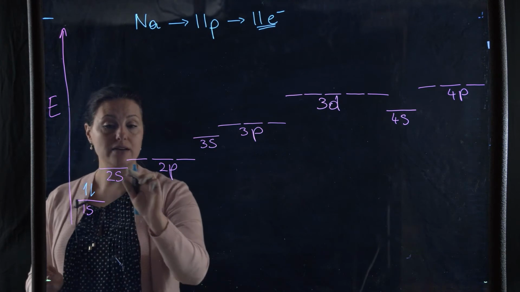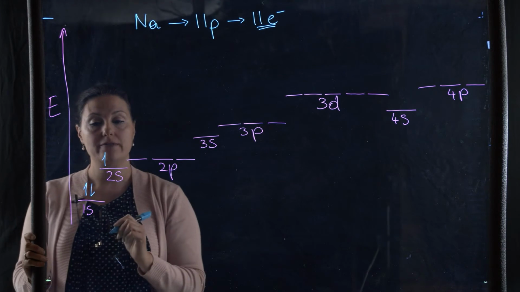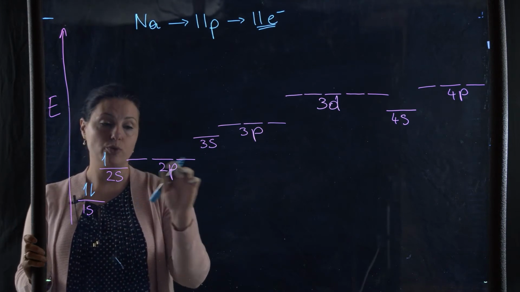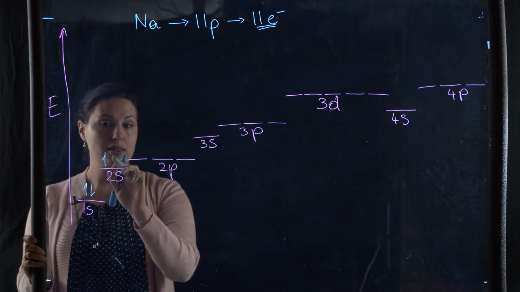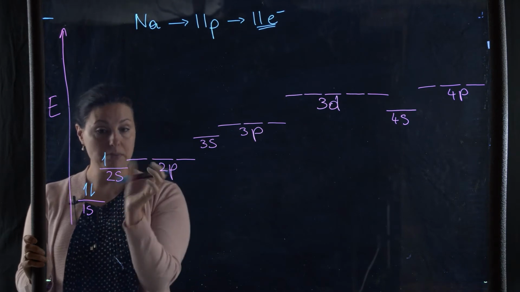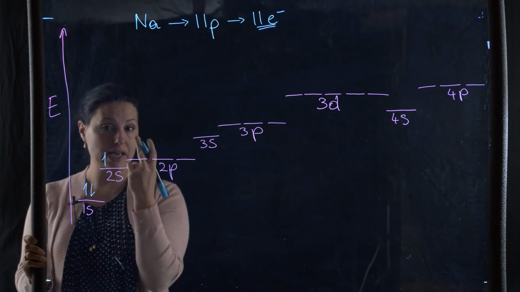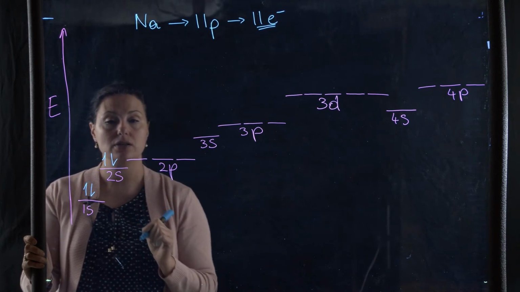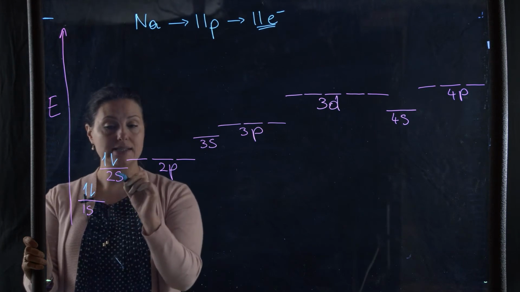Now I can start filling out the 2s, and I do the same thing. I fill 1 electron, but I'm not ready to put electrons in the 2p yet because I have to match it. Remember from the Pauli exclusion principle that each of these lines will take 2 electrons. So I have 1, but I have to come back and match it with a spin down. So I have filled the 1s and the 2s.